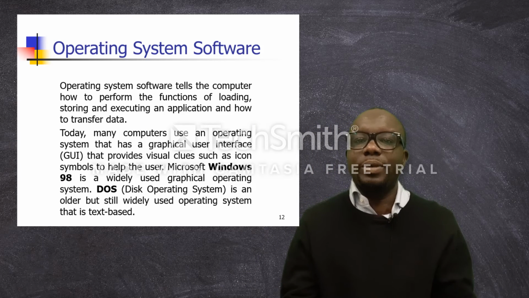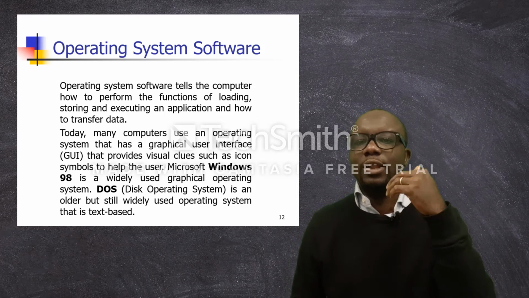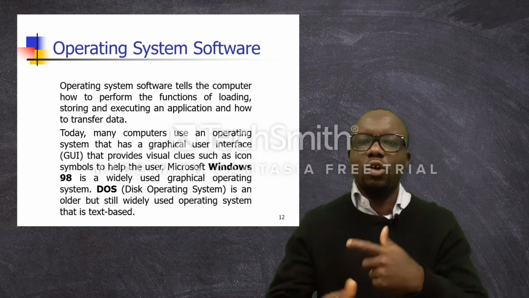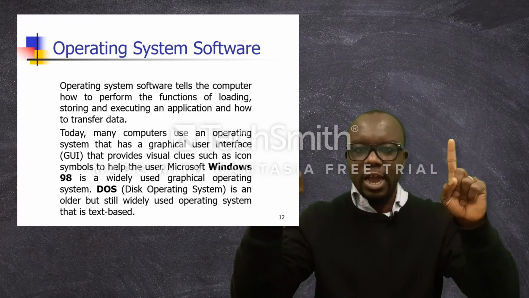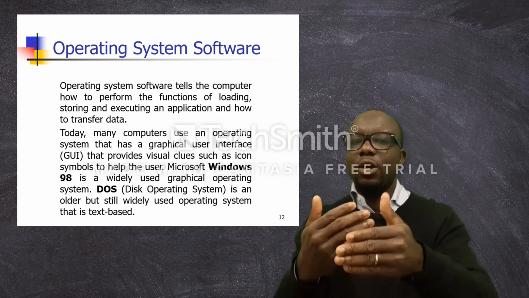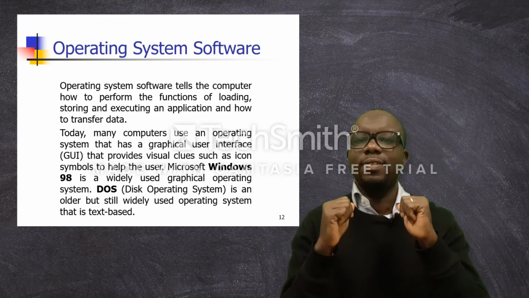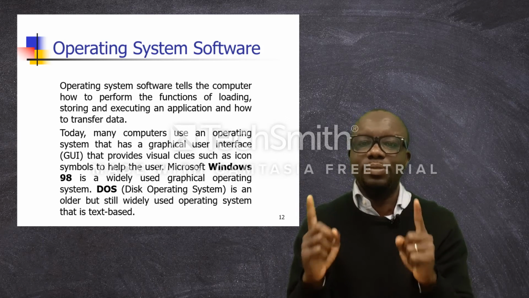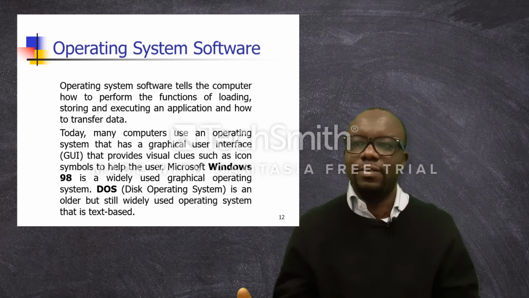Also, before one can communicate with the computer, it needs a medium. Just like all human beings have languages, the computer also has a medium of communication. So a user can communicate with a computer by the use of an operating system. The operating system becomes like the interface that connects the hardware you see and the user, so that at the end of the day, the objective can be achieved.